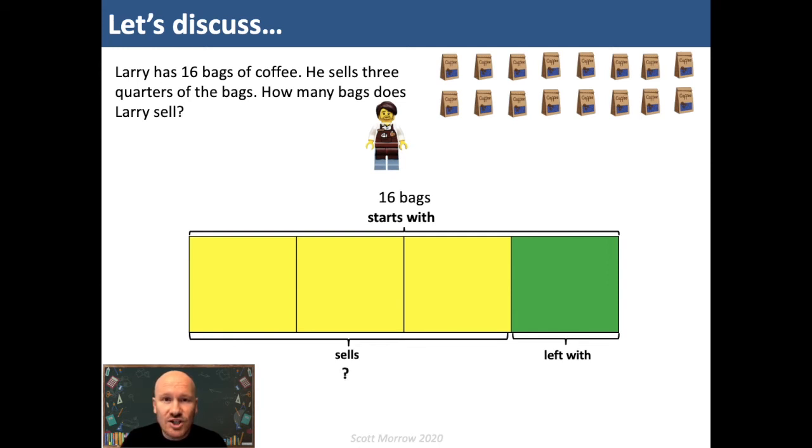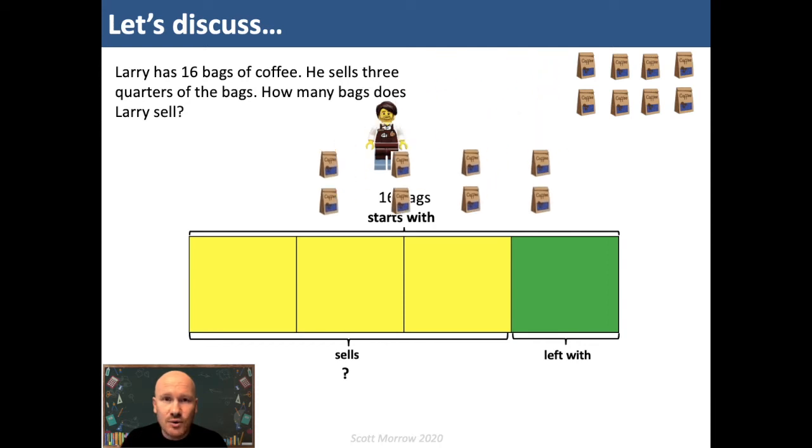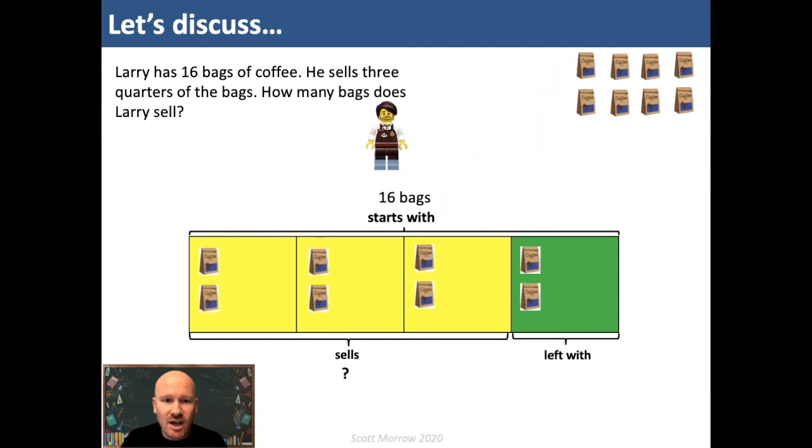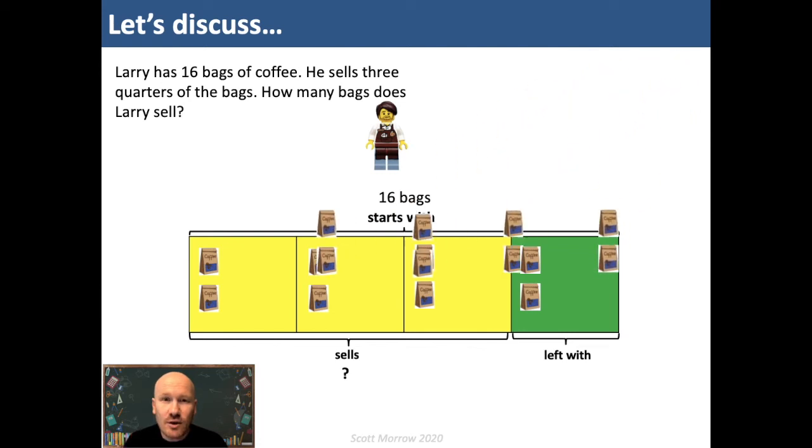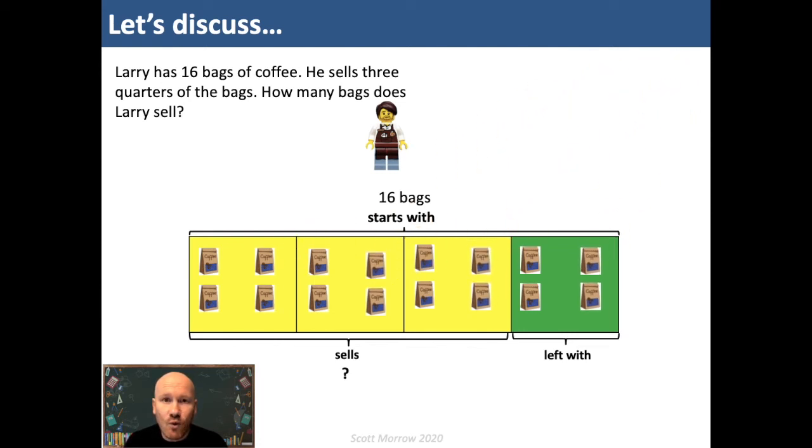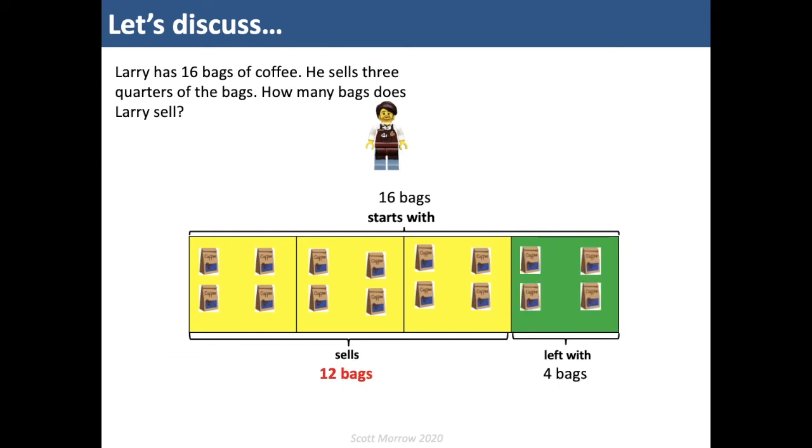Once again, we can share out those coffee bags. I can put 2 in each part again, and I've got enough for another 2. I've shared out all the coffee bags and I've put 4 in each quarter. I'm not interested in just one of those quarters because I know that he sells 3/4 of the coffee. So I'm going to add up all the coffee bags in the 3/4 that he sells. So I've got 4 plus 4 plus 4, or 3 lots of 4, which gives me 12. And I can see there that he's left with 4 bags of coffee.